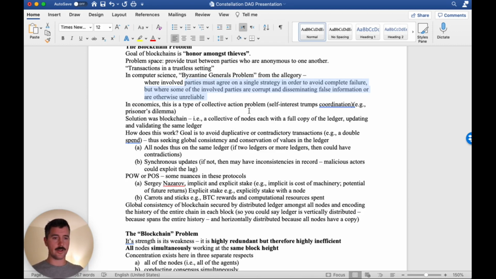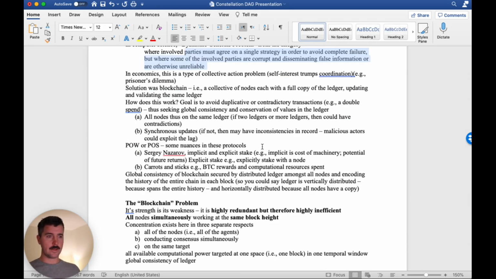Because all of the nodes have the same ledger, that means that inconsistent or duplicative transactions in that ledger are not possible because all of the nodes are checking the ledger constantly for consistency. The nodes in the blockchain network then synchronously update the ledger with new blocks. The fact that it's synchronous means that malicious actors can't exploit the time lag in updating blocks.